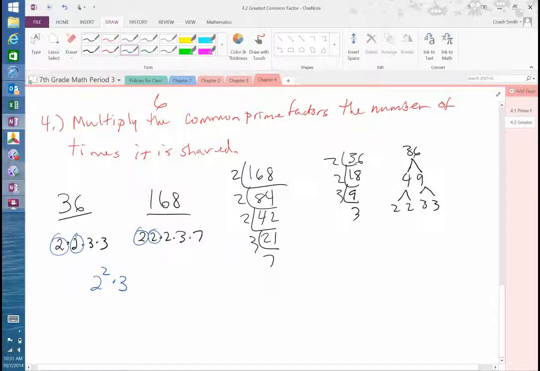How many times is the 3 in common? 1 time. There and there. So I use it once. 2 to the second power is 4 times 3. So the GCF is equal to 12.